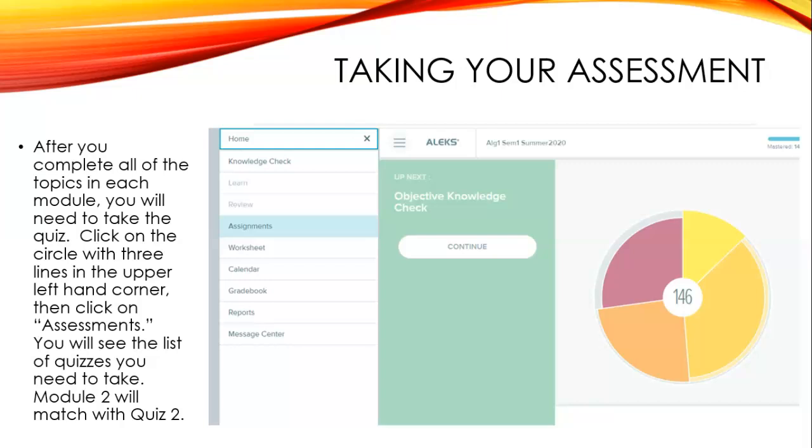Don't forget that a big part of your grade are the quizzes that go with each module. Those will not pop up automatically. You will need to go to the homepage of ALEKS, click on the circle with the 3 lines, and click on assignments, and that will take you to your quizzes each day.